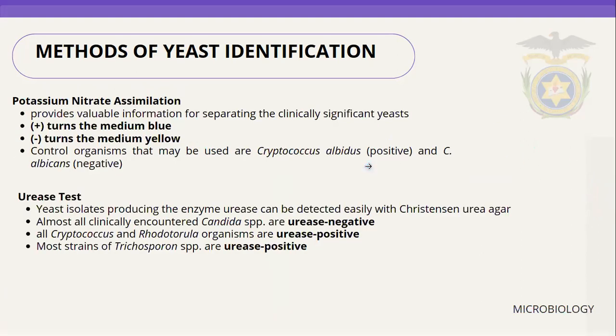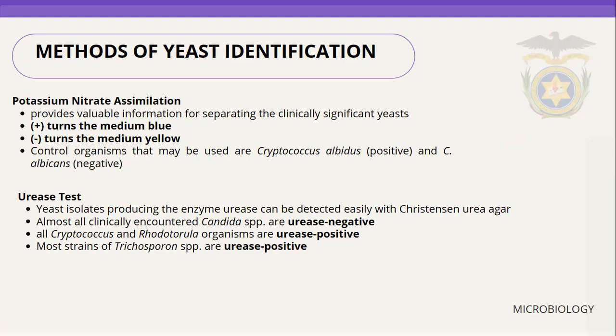So the next test is our potassium nitrate assimilation for the method of yeast identification. This procedure provides valuable information for separating the clinically significant yeast. The positive result here is that it turns the medium blue, and the negative reaction turns the medium yellow. Control organisms that may be used for this test are Cryptococcus albidus, which is positive, and Candida albicans, which is negative.